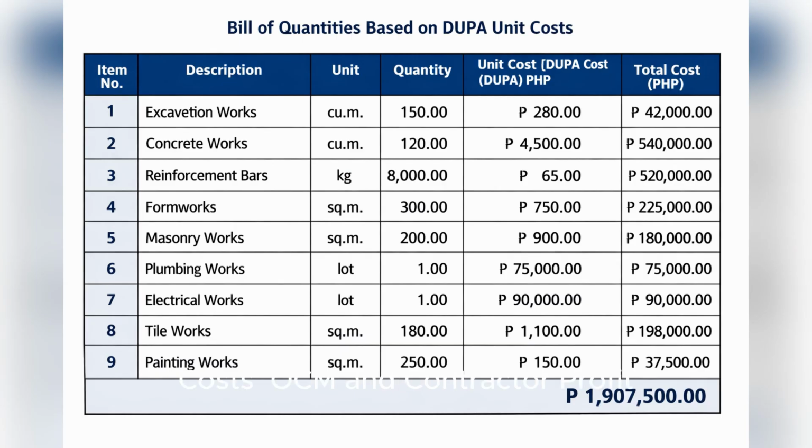Indirect costs, OCM and contractor profit. DUPA includes overhead, contingency, and miscellaneous OCM, along with contractor profit. These are normally 10 to 15% depending on project scale. Homeowners often assume contractors are overcharging, but DUPA proves that some margin is necessary for business sustainability. However, DUPA also reveals when margins become unreasonable. This protects homeowners from excessive pricing.